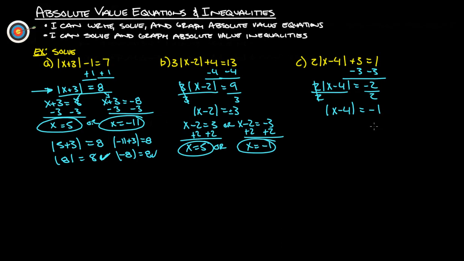Now, this should hopefully bring up a nice red flag right here. You're like, whoa, wait a minute, red alert. Something's goofy here, because absolute value is the distance from this number to 0. You cannot have a negative distance. There is no way to have a negative distance here. So this one has no solutions. That will not work.